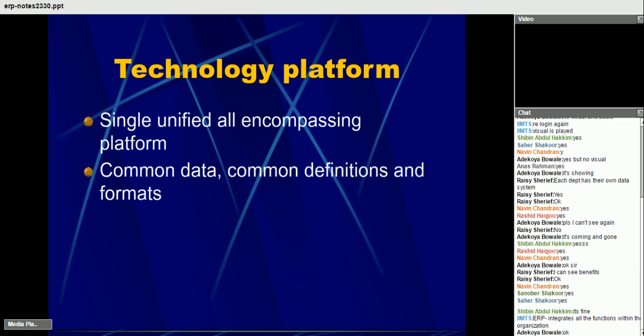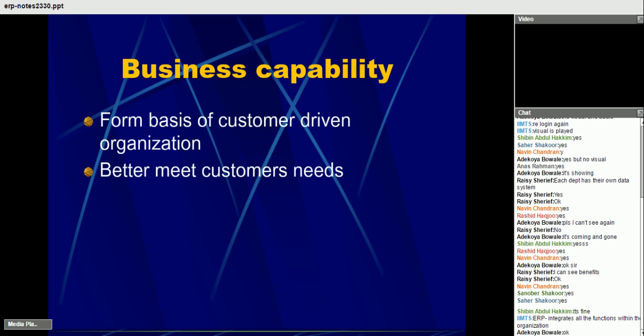Technology platform: it's a single, unified, all-encompassing platform. Common data, common definitions and formats. Then business capability: it forms the basis of a customer-driven organization. It better meets customer needs.